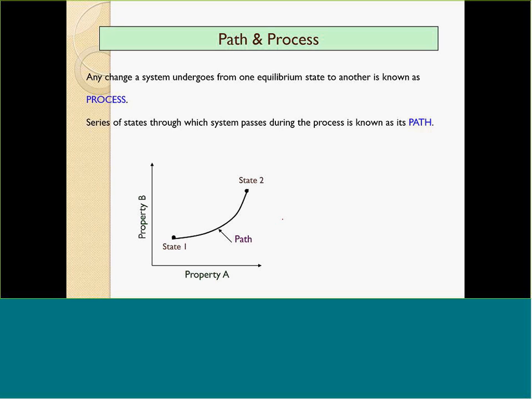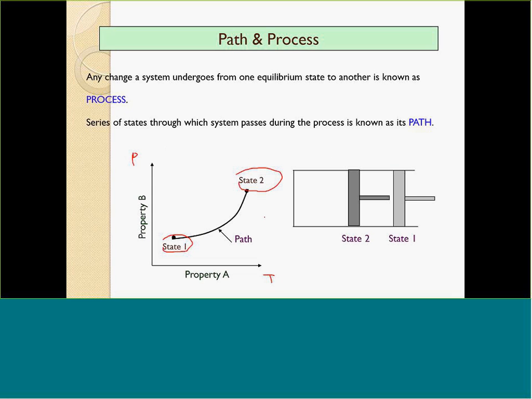The path or the process: because of all this that I just explained, you need to understand that at the equilibrium state you are going to have a certain process. The property can be pressure, and you have temperature around here. So you go from state 1 to state 2.